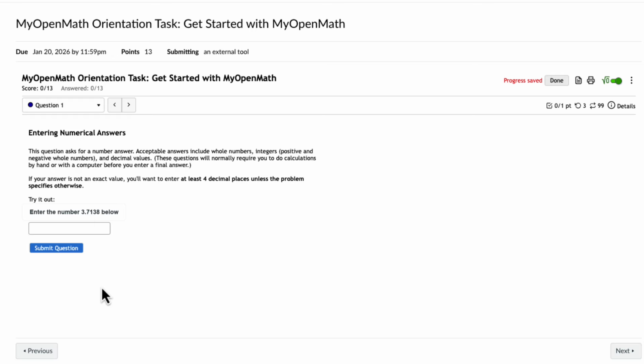This semester, you may be asked to enter your answer as a decimal, a fraction, maybe even an equation. You might also be asked to graph a function. Let's see how we navigate through the questions.